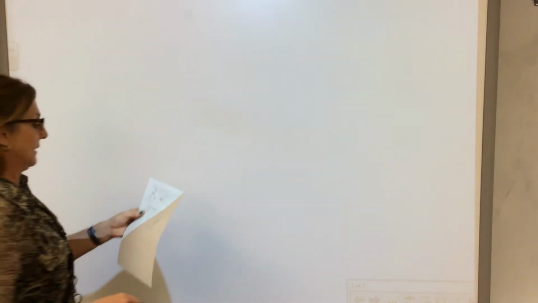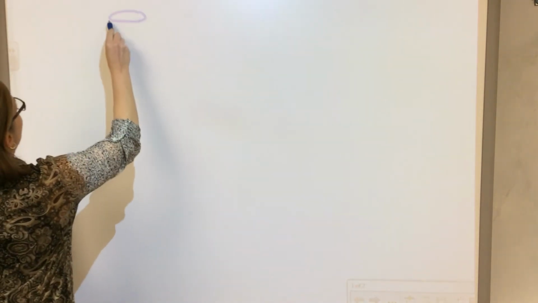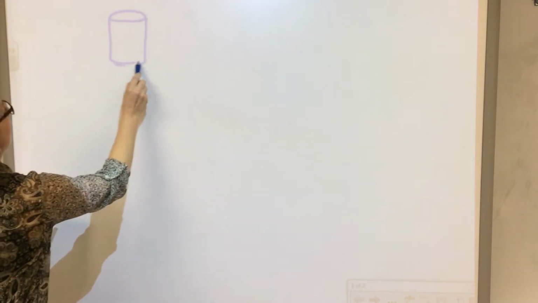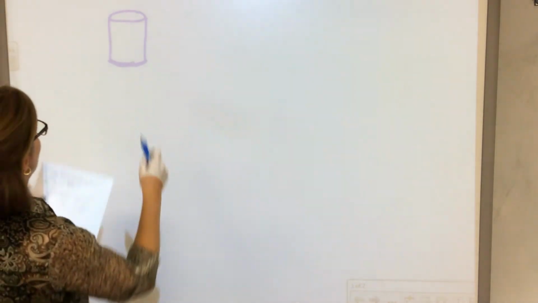And then I'm going to go ahead and draw a picture. So we're trying to find the surface area of a can, and I've already got this drawn for you. I called home because I couldn't find a can around here. And I had my husband and my son, they measured it for me.